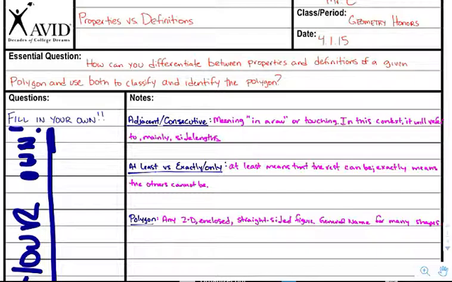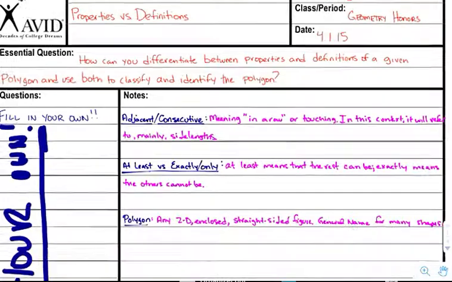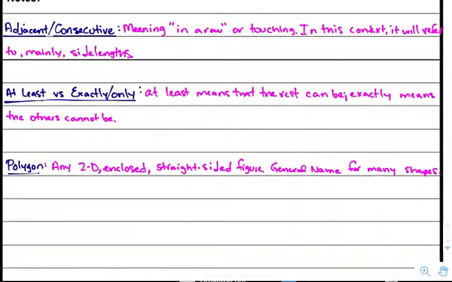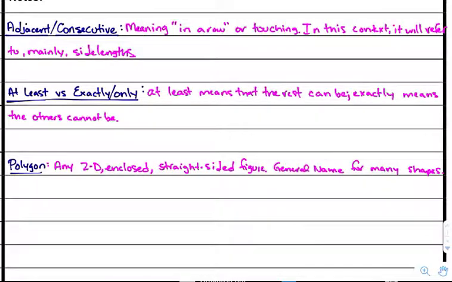Okay. So without further ado, let's jump into some notes that are going to help us understand properties versus definitions and where they all fall together. There's a couple terms here, and I might add some along the way, but these are the three main ones right now. They're going to help us differentiate the definitions and suss out what we're calling these properties. The first one is adjacent versus consecutive.